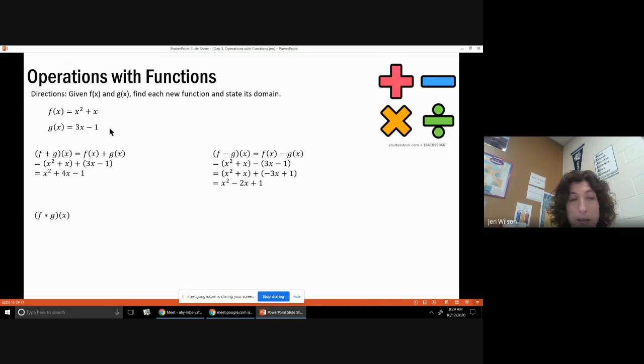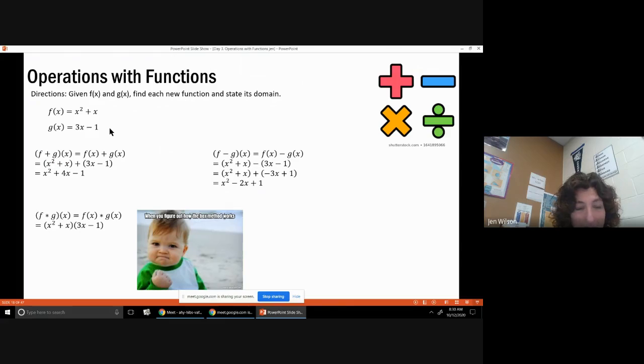Now we're going to multiply them. We're going to FOIL because they're both binomials. So x squared times 3x is 3x cubed. And then we're going to multiply x squared times negative 1. We'll combine the like terms, and we'll get 3x cubed plus 2x squared minus x.